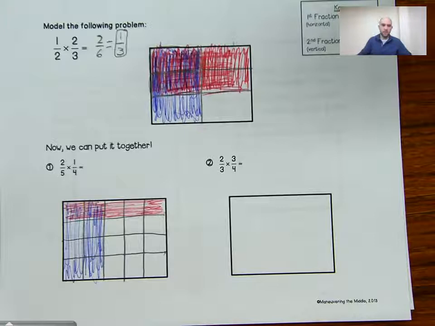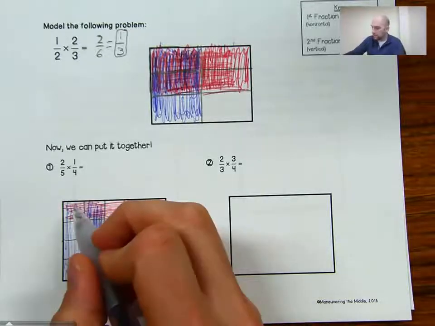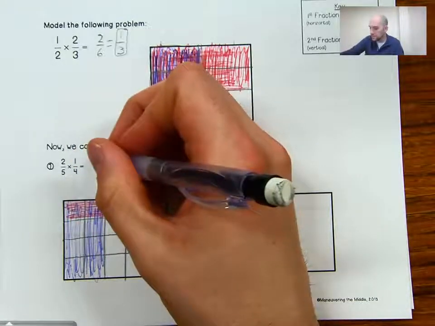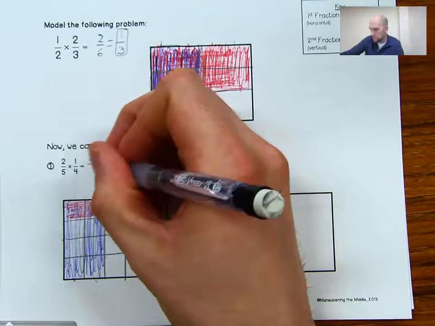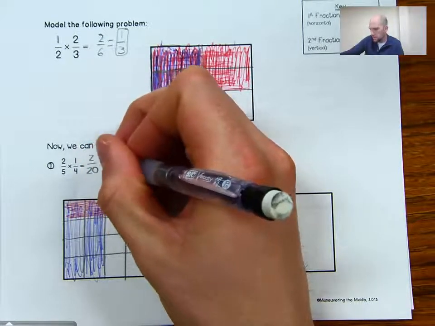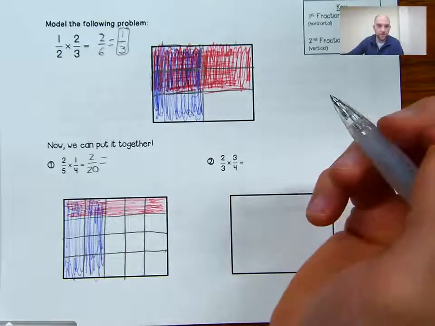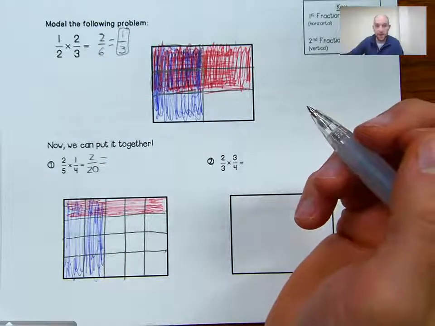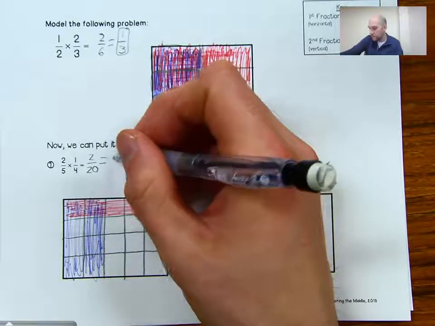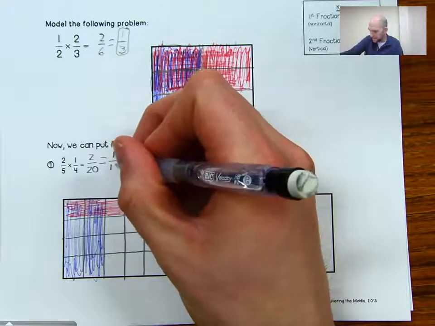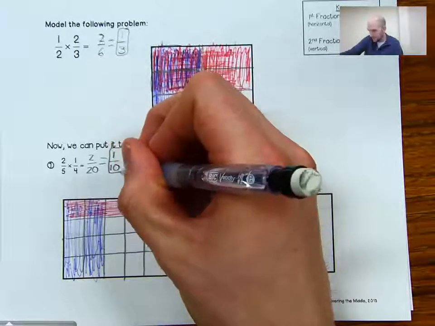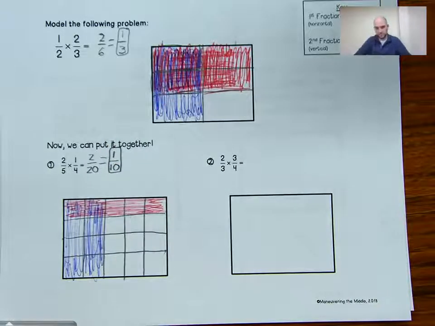All right, and again, with those squares where I have both red and blue, that will be my answer. So I have 2 20ths, 2 of these squares out of 20. And I can simplify that because those are both even numbers. I know they're both divisible by 2. 2 divided by 2 is 1, and 20 divided by 2 is 10. So I'll end up with 1/10 or 2 20ths.